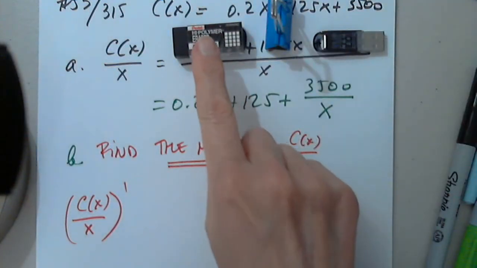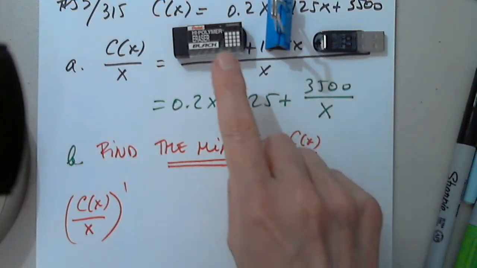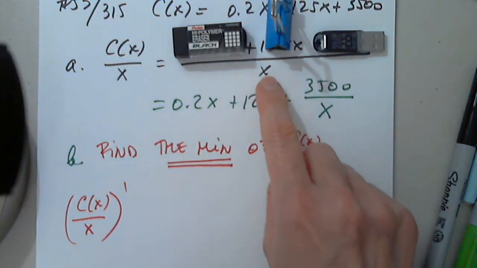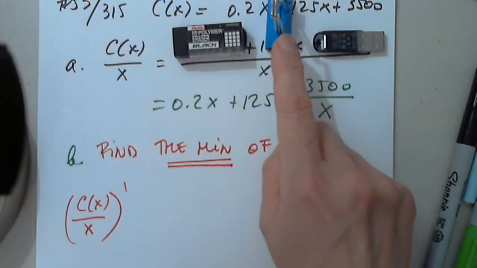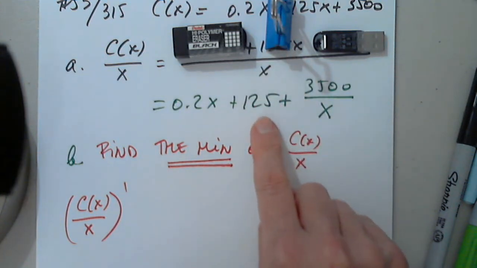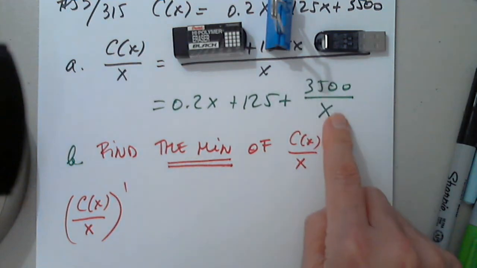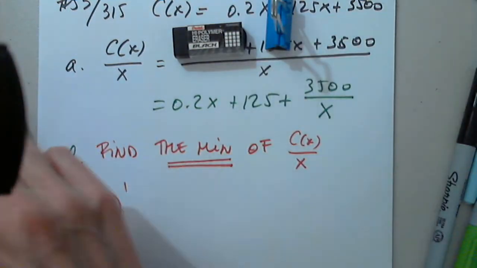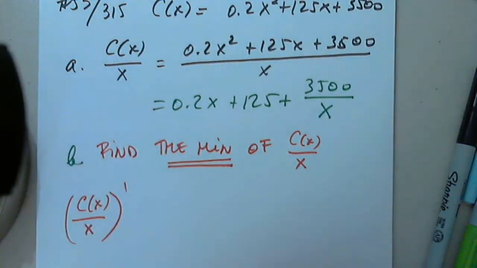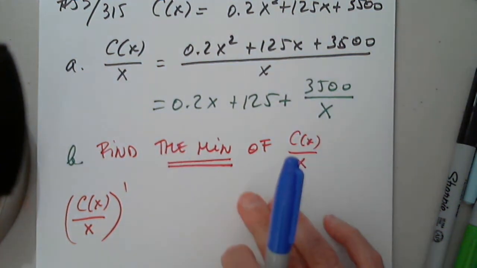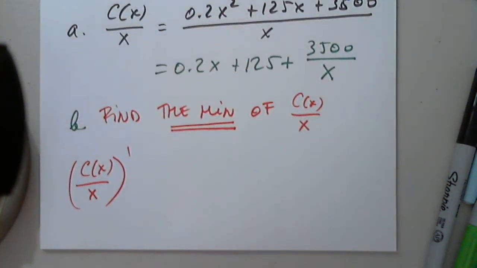Okay, so we have 3 quantities over x. I have to write the first quantity over x and simplify. I have to write the second quantity over x and simplify. And I have to write the third quantity over x. And this cannot be simplified. Good, so I have the function ready and I want to differentiate.